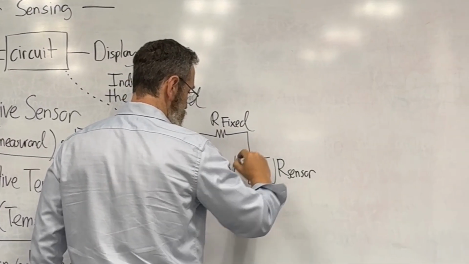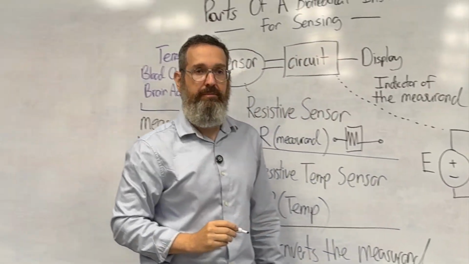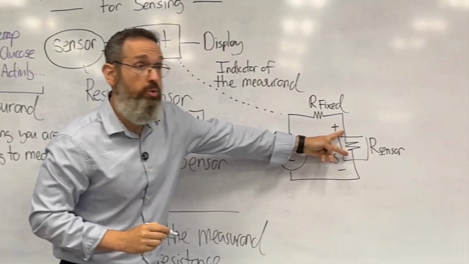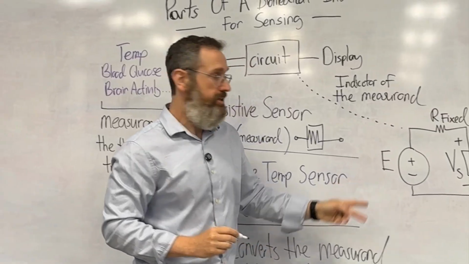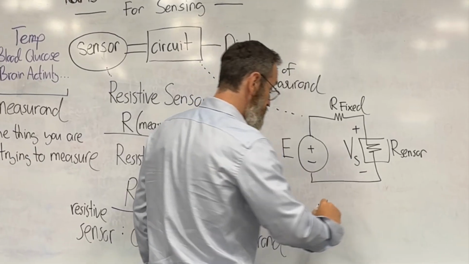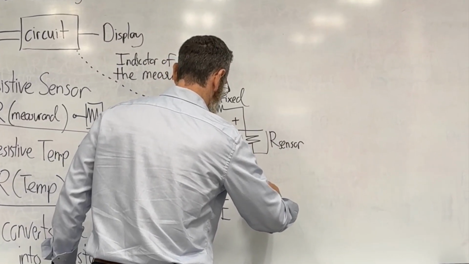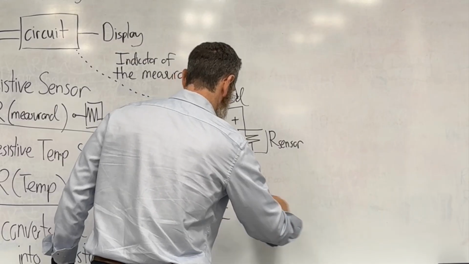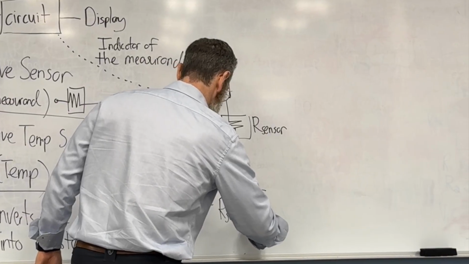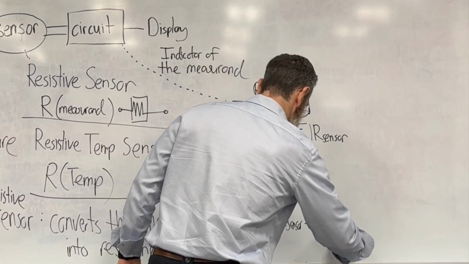And we can measure the voltage, let's call it Vs, across this resistance. So we have the sensor, two wires, included in a circuit, and now we get your voltage divider equation, which hopefully is familiar: E is equal to R sensor over R sensor plus R fixed.